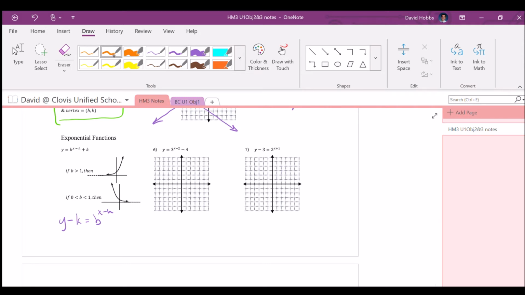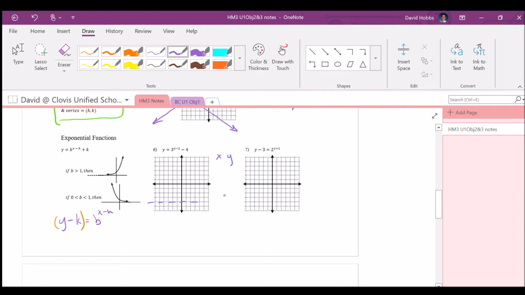And if it was like that, then you'd put parentheses around the y minus k, or at least think of it that way. So on this one, we've shifted down 4. So normally at elevation 0, shift down 4. 1, 2, 3, 4. So there's my horizontal asymptote. So that gives me something.